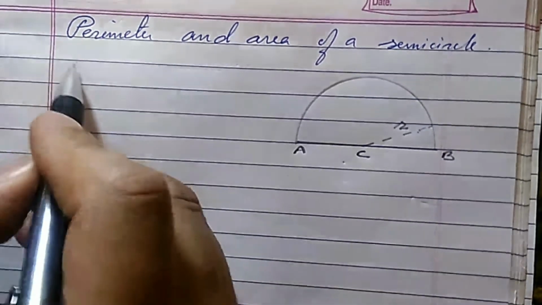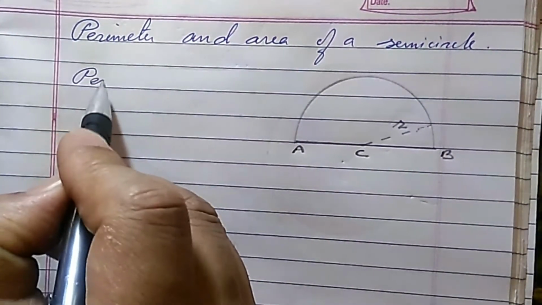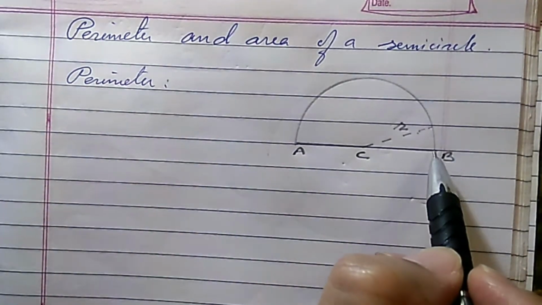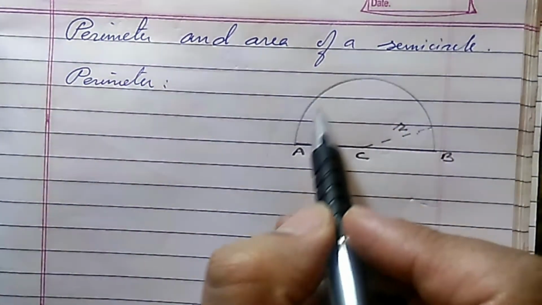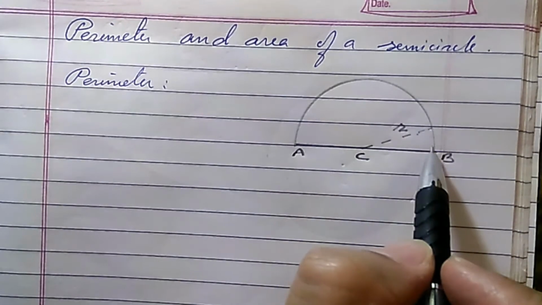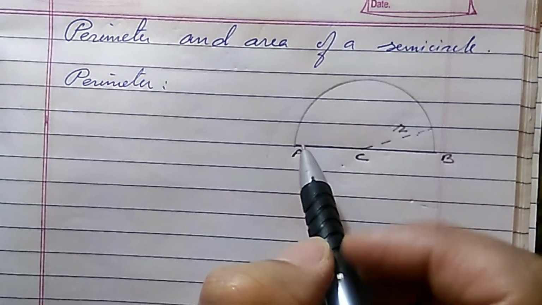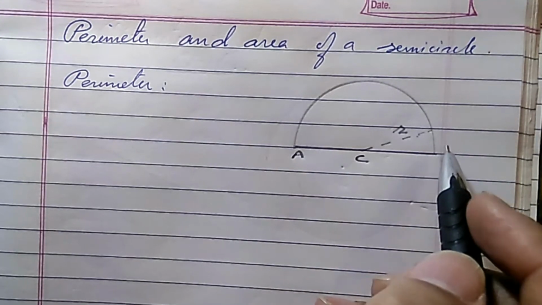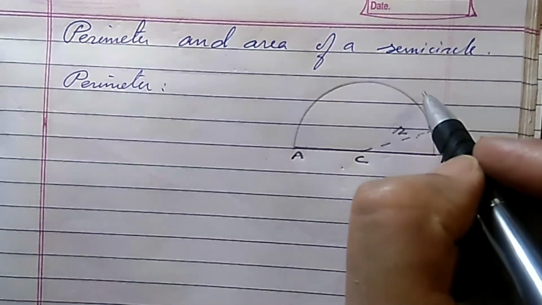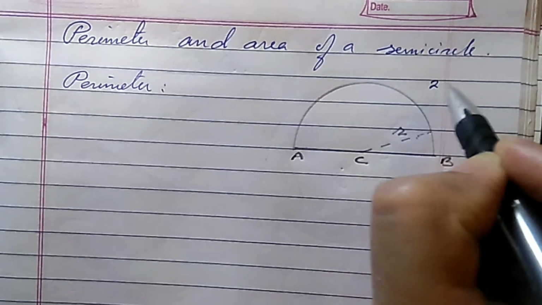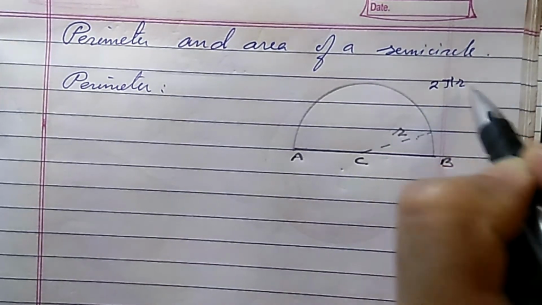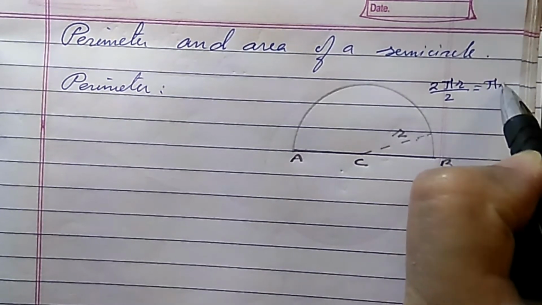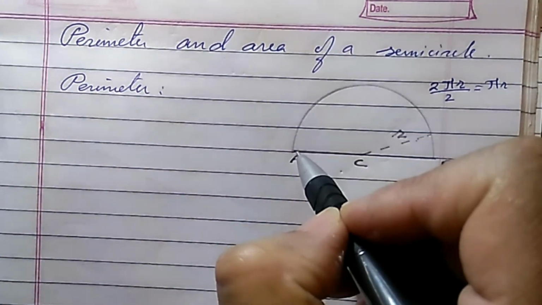Now first, when I need to find out its perimeter, then I need to find out what is the length of this curve. As we know that a semicircle is half the circle, that means the length of this curve will also be half that of a circle. Now what is the length of the circumference of a circle? 2 pi r. So if I divide it by 2, then I get pi r. So this length is pi r.